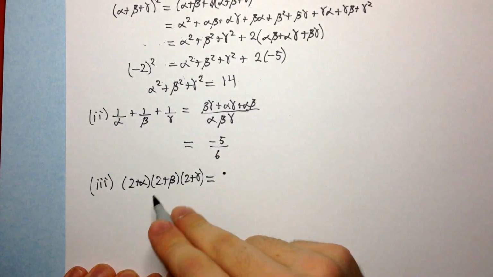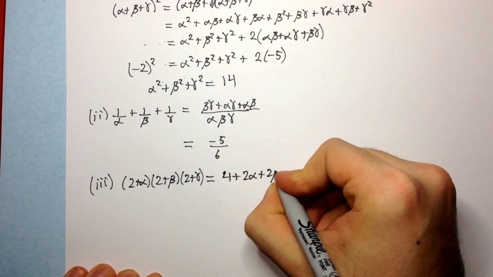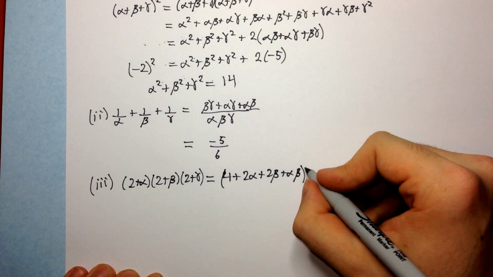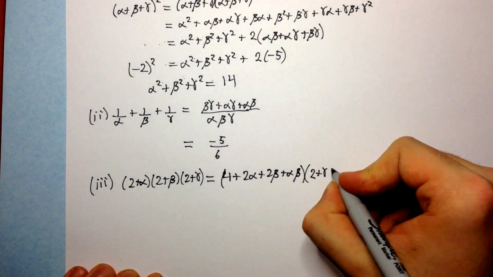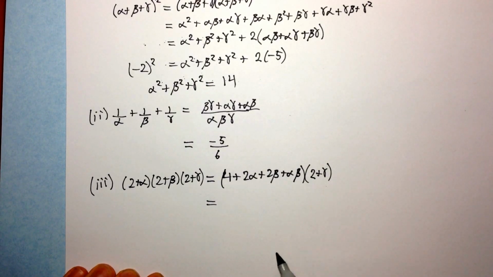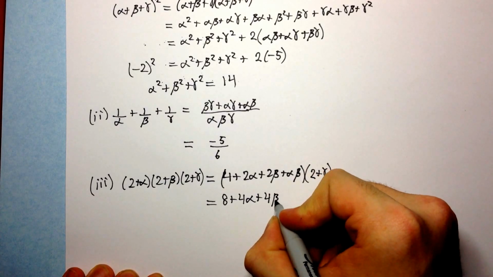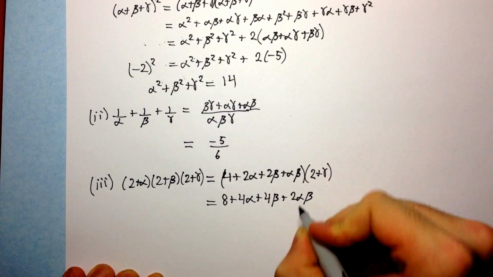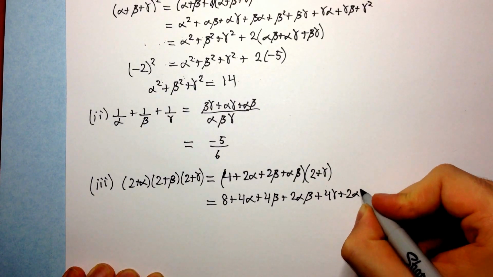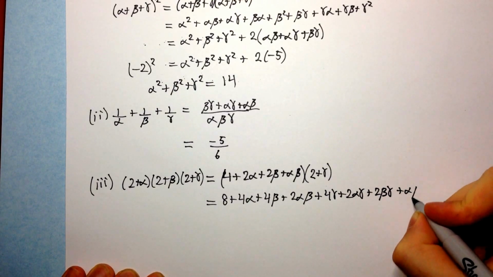If we just expand the first two brackets, that's 4 plus 2 alpha plus 2 beta plus alpha beta. And I'm going a bit quick here because I'm sure you know how to expand brackets. Now if we expand these two brackets, we get 8 plus 4 alpha plus 4 beta plus 2 alpha beta plus 4 gamma plus 2 alpha gamma plus 2 beta gamma plus alpha beta gamma.